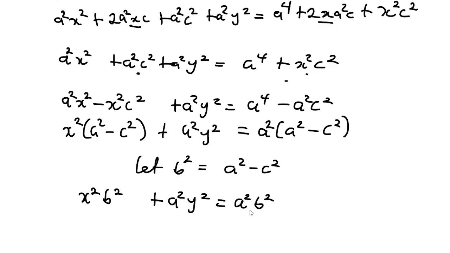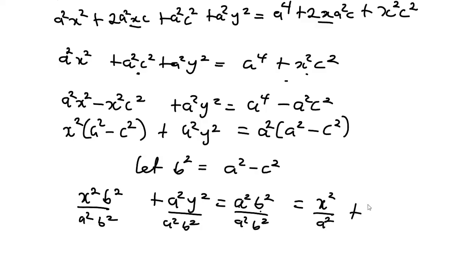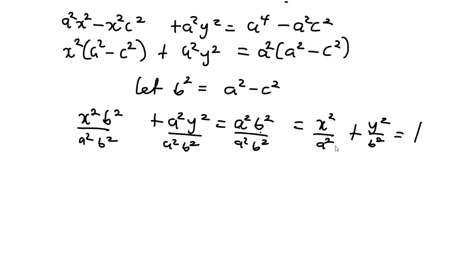Now let's divide through by a squared b squared to make this side 1. So a squared b squared, a squared b squared, a squared b squared, and it gives x squared divided by a squared plus y squared divided by what? b squared being equal to 1. So generally this is the equation of what? An ellipse. This is the equation of an ellipse.